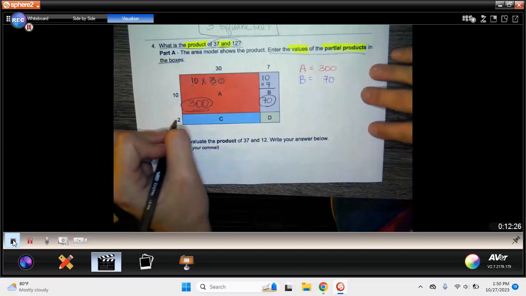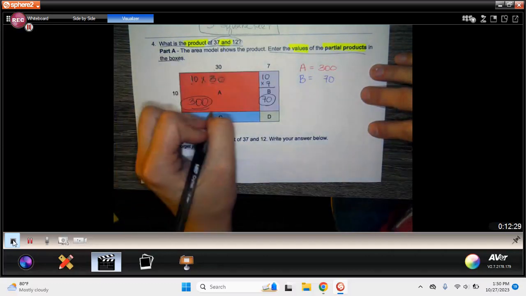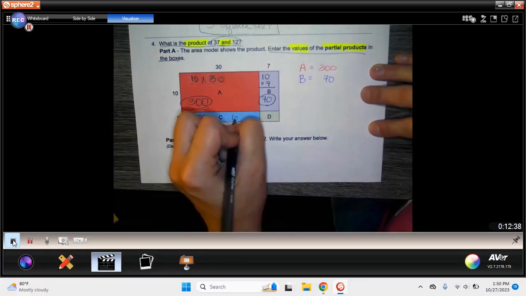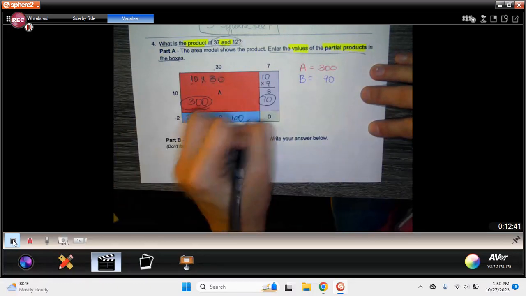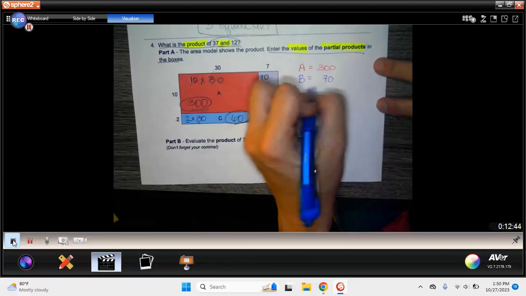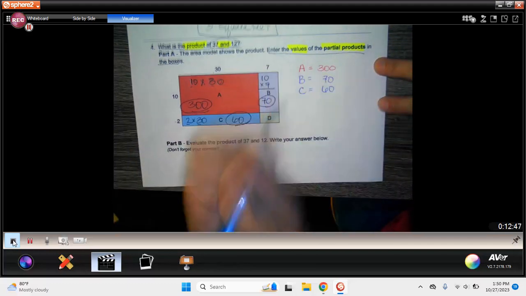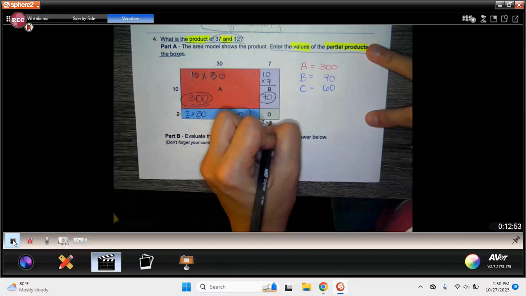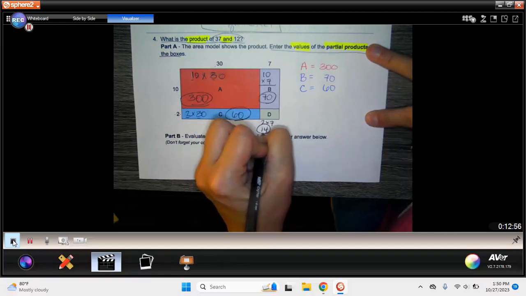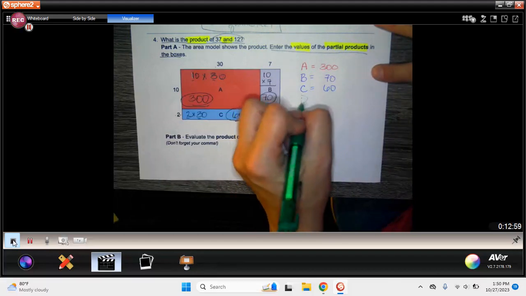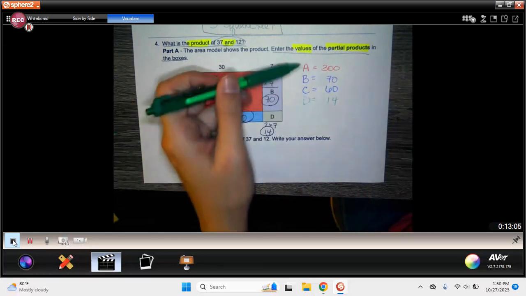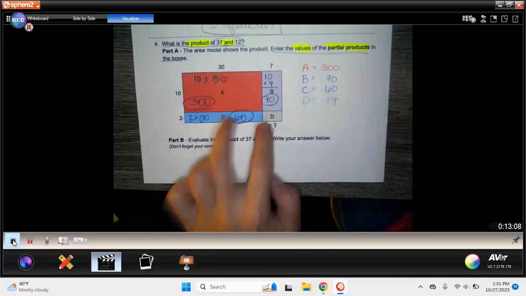I have C, which is I'm distributing the 2 to this 30. So 2 times 3 is your basic multiplication problem, which is 6, with a 0 on the back. So C is 60, and D is 2 times 7, distributed the 2 to the 7, which is 14. So I know that D, the partial product, is 14. Those are the values that I'm going to enter into those different boxes.